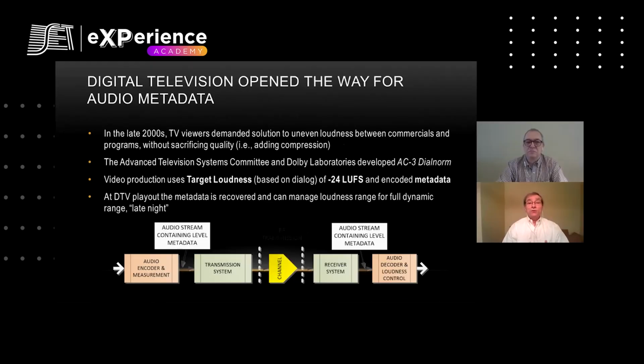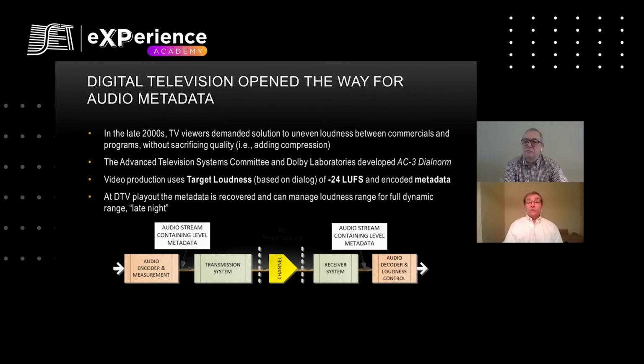In the late 2000s, TV viewers, especially here in the US, really were fed up with loud commercials and uneven loudness between different program content. And a federal law was actually passed to solve this. So the Advanced Television Systems Committee, which developed our DTV standard, and Dolby Laboratories developed a solution called AC3 dialnorm. That in video production uses the loudness measurement to a particular target level. It happens to be negative 24 LUFS, and it also adds metadata to provide additional parameters or information about the audio content.